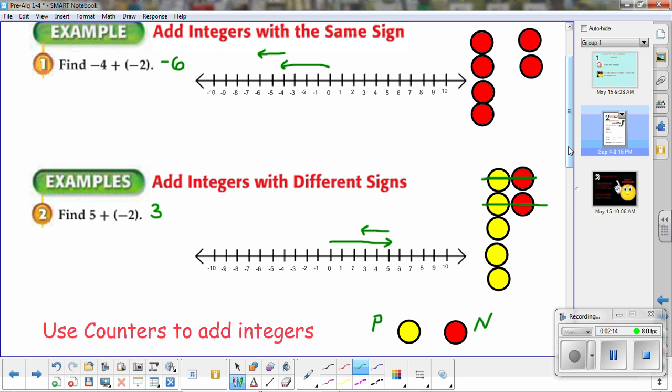Another way you can look at these problems is with some rules. Notice in our first example, we had 2 numbers that had the same sign. We added the 2 numbers together and we kept the sign the same. In our second example, we had 1 positive and 1 negative. So instead of actually adding these 2 numbers, in order to get 3, you would have to subtract the 2 numbers and then keep the sign of the number with the largest absolute value.